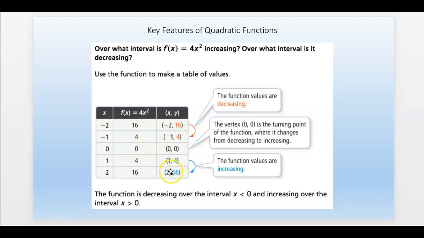But at 0, it flips around. Look at the y coordinates. It's increasing from 0 to 4 to 16. So this particular function, just like the parent function, is decreasing over the interval where x is less than 0 and increasing over the interval where x is greater than 0. If it was flipped upside down, it would be the opposite.